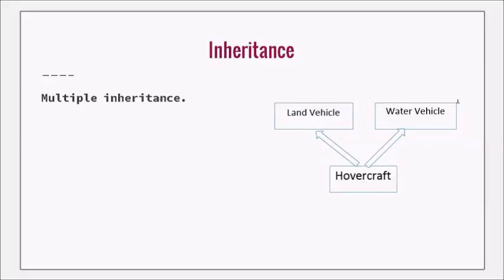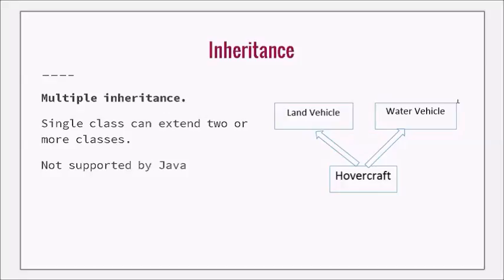The third one is multiple inheritance. Multiple inheritance means one child class is inheriting properties from 2 parent classes. For example, a hovercraft is inheriting properties from land vehicles so that it can move on land, and it is also inheriting the properties of water vehicles so that it can move on water. As you can see, a single class can extend 2 or more classes. This type of inheritance is not supported by Java, but it is supported by many other languages including C++.